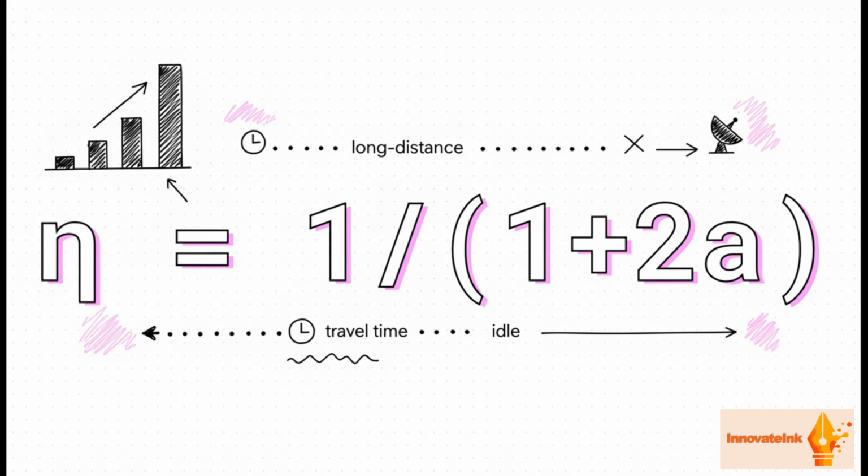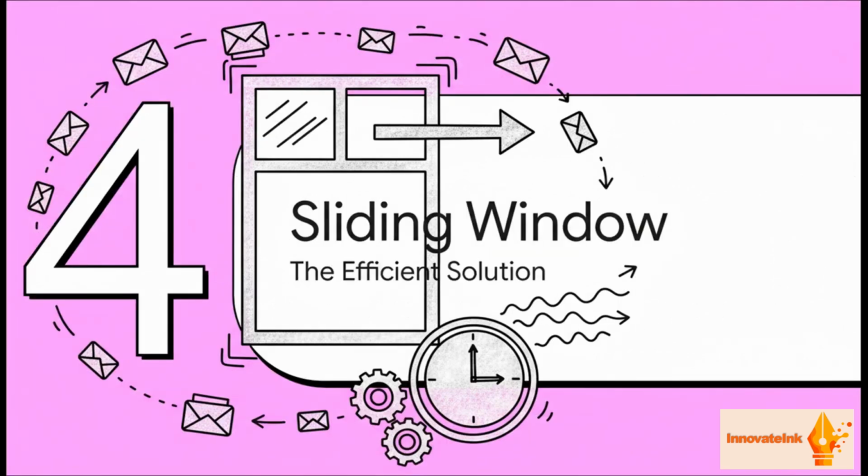On a long-distance connection, like across an ocean, that travel time is huge. And because you have to wait for a full round trip, there and back, that 2A term gets really big, really fast, and your efficiency just tanks. It basically proves that most of the time, your connection is just sitting there, twiddling its thumbs. So, obviously, stopping and waiting all the time just wasn't going to work. We needed a much smarter way to do things that didn't involve so much stopping and waiting.